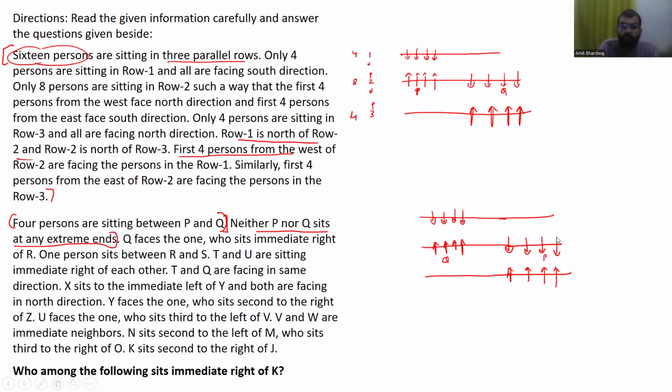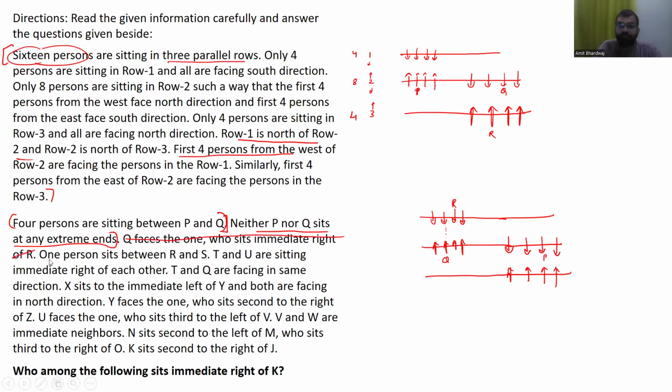Next point. Q faces the one who sits immediate right of R. Can I say this is R? In this row, this is R. Q faces the one immediate right of R. Two situations again. But if you put all the scenarios in one diagram, that will be complex for you. This line is also done.